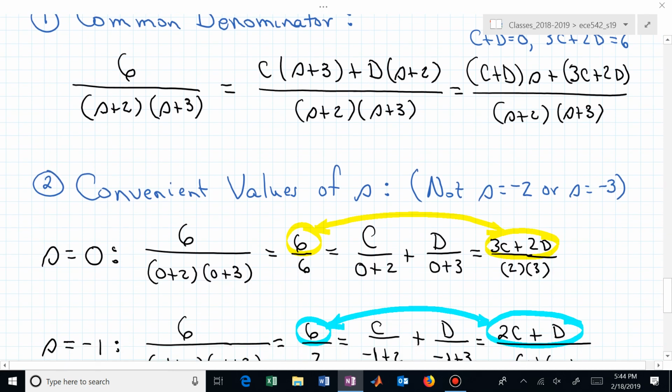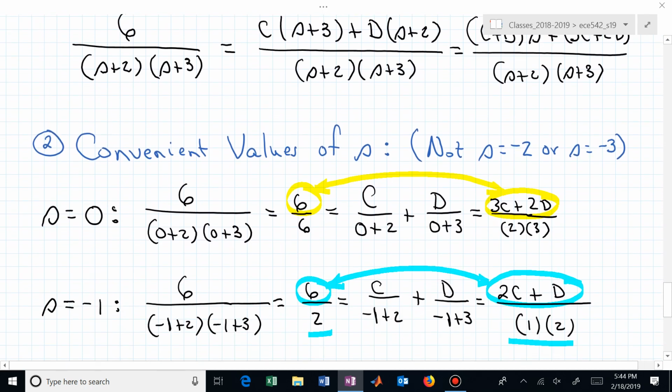If you don't like that, plug in some convenient values for s in this partial fraction expansion. And what is not convenient? Well, what's not convenient are picking those s values that are the same as your poles. Then you have infinity equals infinity, and that doesn't tell you anything. Stay away from pole values for convenient values of s, so don't let s equal minus 2 or s equal minus 3. Let's say s is equal to 0.